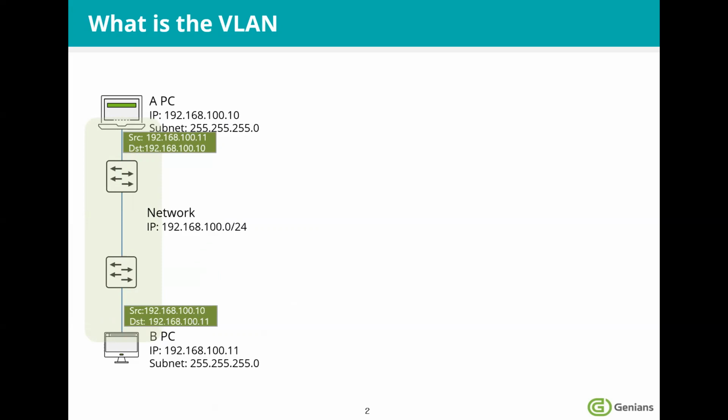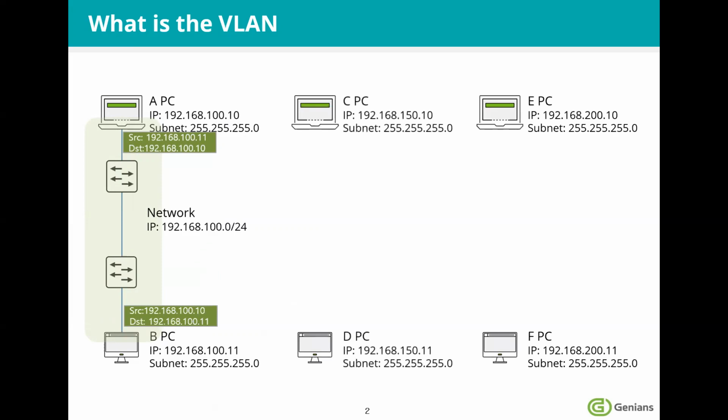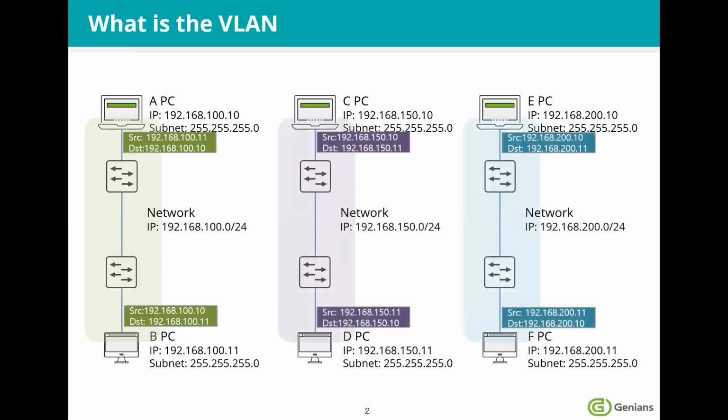What if there are several PCs using different networks? Each PC needs a switch on the same network to communicate. This means if the network is different, the number of switches increases. In this configuration, 6 switches were used for 3 networks. If we use more than 100 networks, the number of switches increases accordingly.